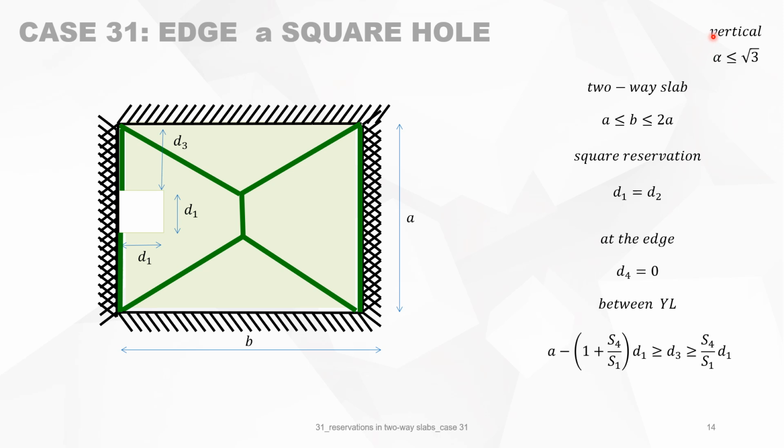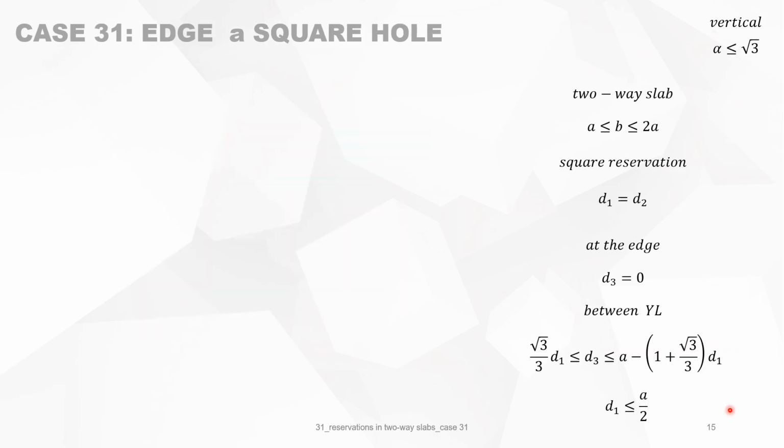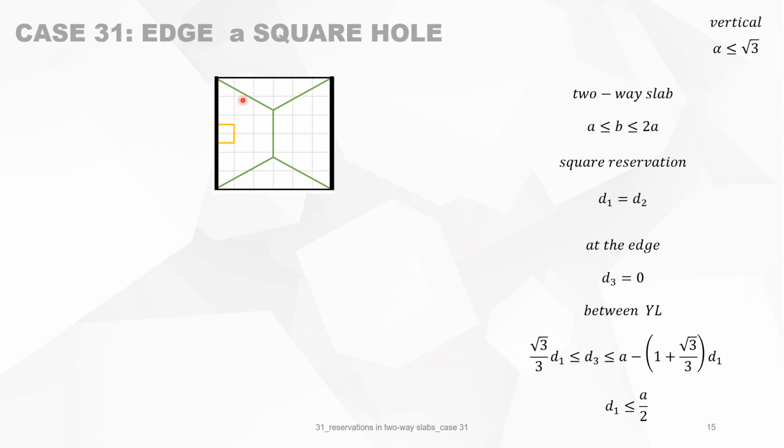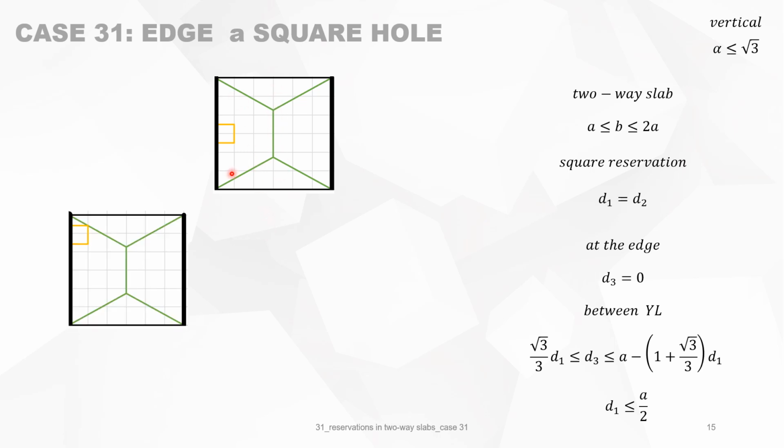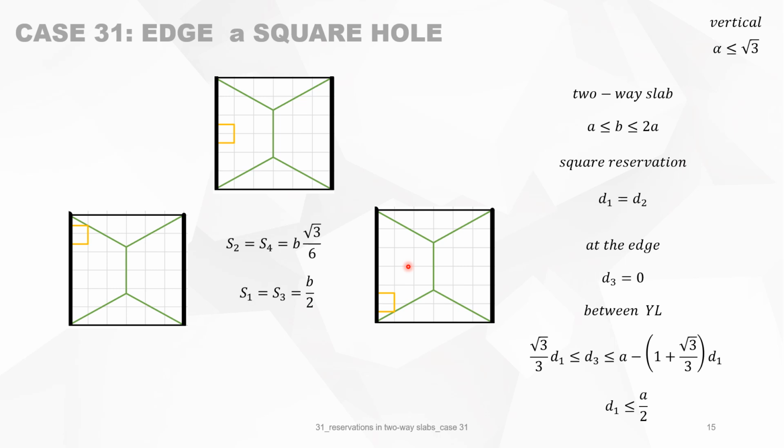Now we look at the vertical pattern of yield lines when alpha is smaller than the square root of 3. We again have the condition of the two-way slab, the square reservation, the edge, because the reservation at the edge D4 is 0, and between the yield lines, of course, of those two values. You can now visualize it with the vertical yield pattern, and then you get the left-hand side to the right-hand side and the values of S. And this is then the limit of D3 from left to right.